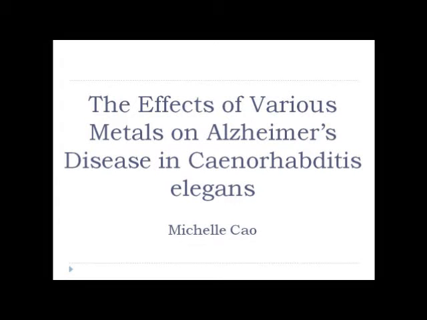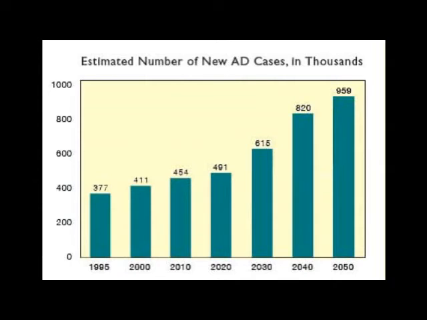The effects of various metals on Alzheimer's disease in C. elegans. Alzheimer's disease is the most common form of dementia. Over 5 million adults in the United States are living with the disease. There is no cure for the disease, which worsens as it progresses and eventually leads to death.